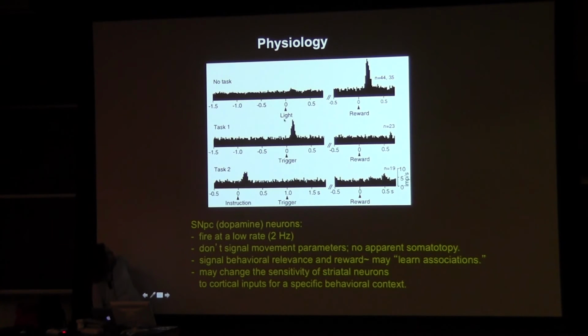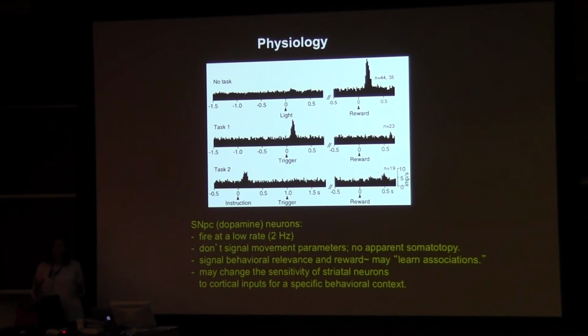I don't know why it's not the light, but it wasn't. And if you pair them enough, eventually the dopamine neuron starts to respond to the trigger and not the light. So it's anticipating the light. And if you move it even farther forward, you give an instruction that says soon you're going to get a trigger, which is going to give you a reward. The dopamine neurons respond to that. So this kind of phenomenon, they think, is important for changing.